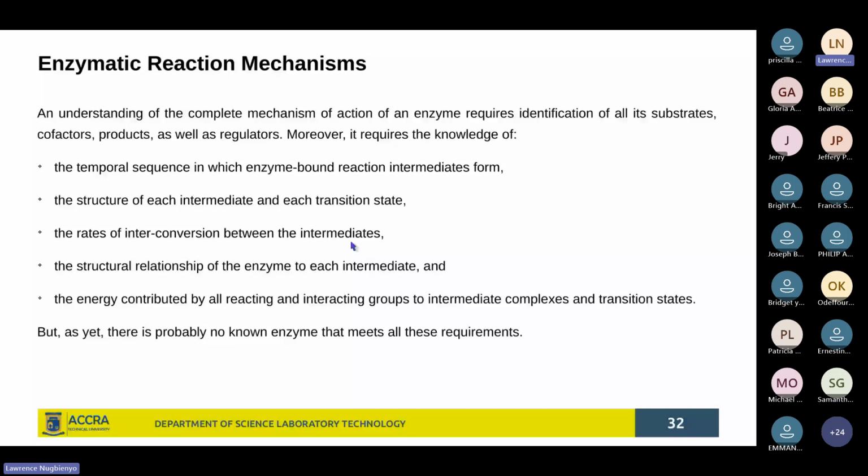And in a reaction, you can have different transition states. It's not that in a reaction you have just only one transition state, but you can have multiple transition states, which will mean that in order for you to understand the whole mechanism by which an enzyme acts, you must understand the structure of each and every transition state, and then how each transition state converts to the other. You have to understand those things.